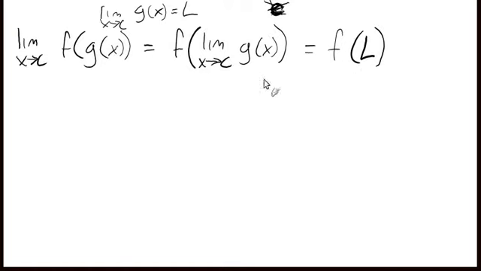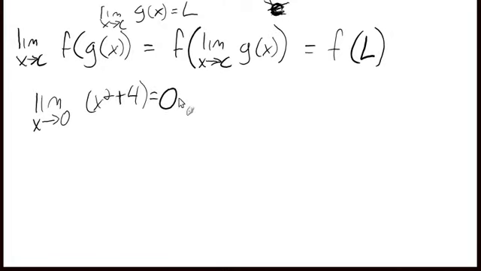For example, just the example that follows, the limit as x approaches 0 of this function, x squared plus 4. Well, since I know that this is a polynomial function, I can find this limit, right? So let's find this limit. Put in a 0 for x, that's 0 squared plus 4, that's going to be 4.